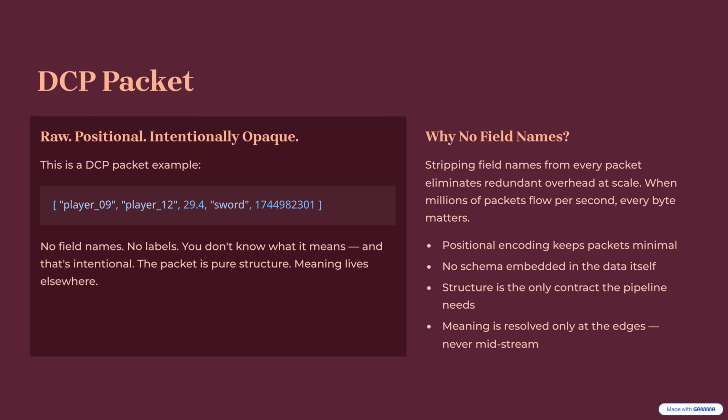This is a DCP packet, raw, positional. No field names, you don't know what it means, and that's intentional. Why no field names? Stripping field names from every packet eliminates redundant overhead at scale. When millions of packets flow per second, every byte matters. Positional encoding keeps packets minimal. No schema embedded in the data itself. Structure is the only contract the pipeline needs. Meaning is resolved only at the edges, never midstream.